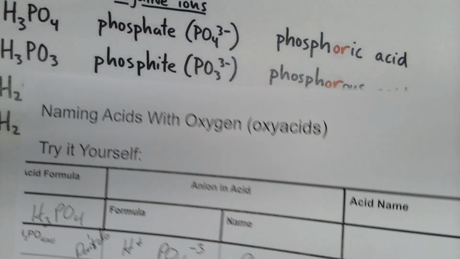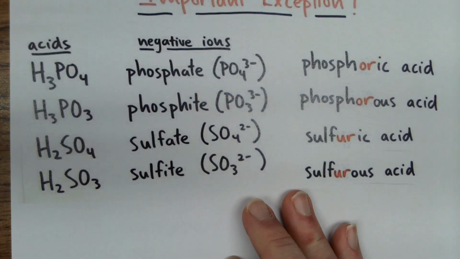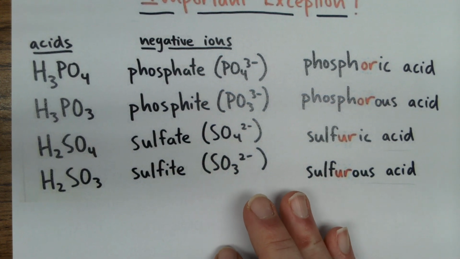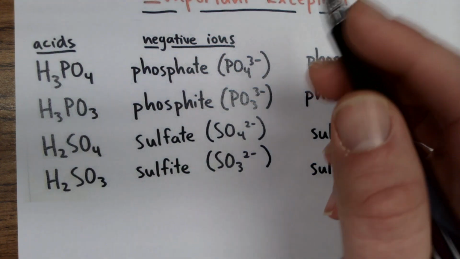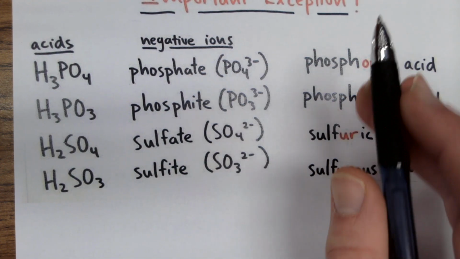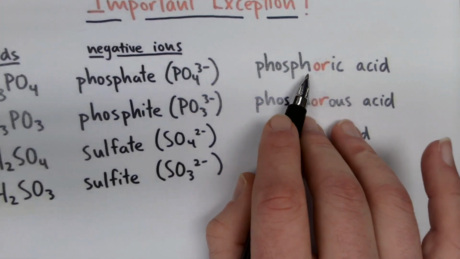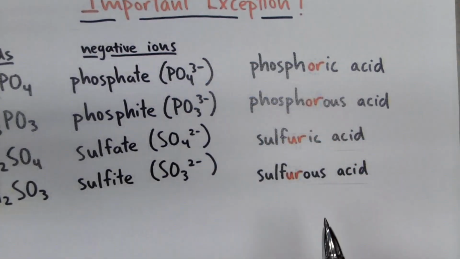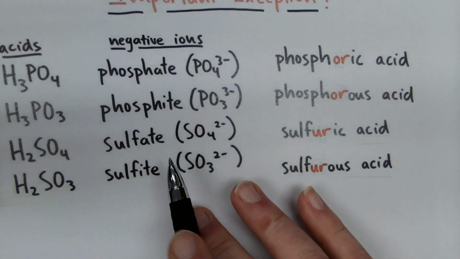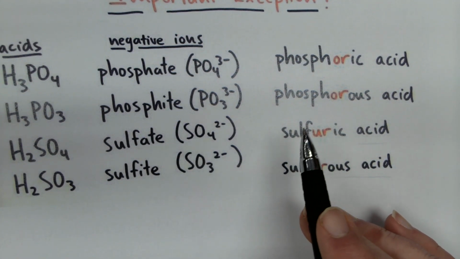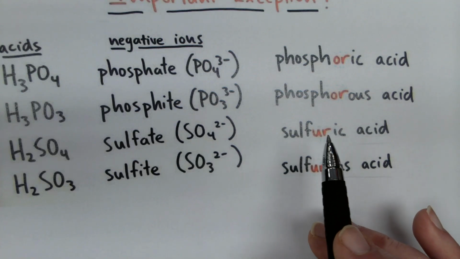There are a couple of exceptions. I want to point those out to you. So when I'm dealing with phosphorus, phosphate, or phosphite, the rule stays the same, but I'm going to add an OR in between my word. Sulfate and sulfite fall in the same situation. We're going to add a UR.